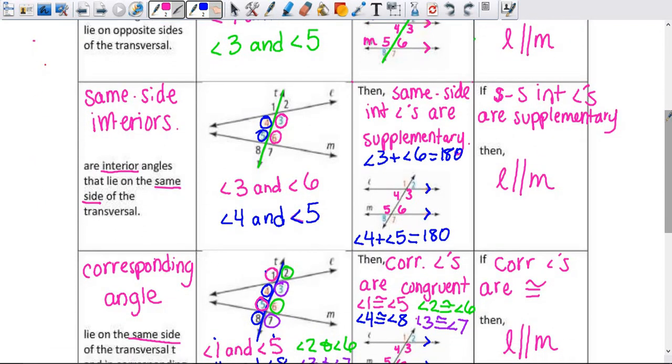Same side interiors are supplementary. I like to think same side supplementary. It all starts with S. That's a good way to remember it.